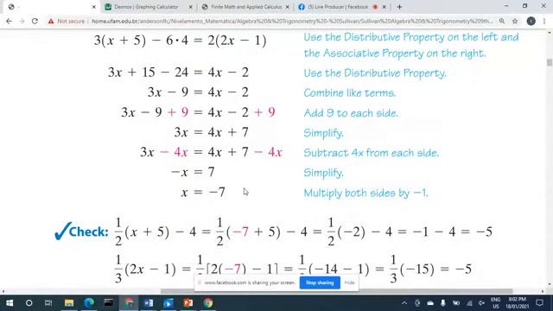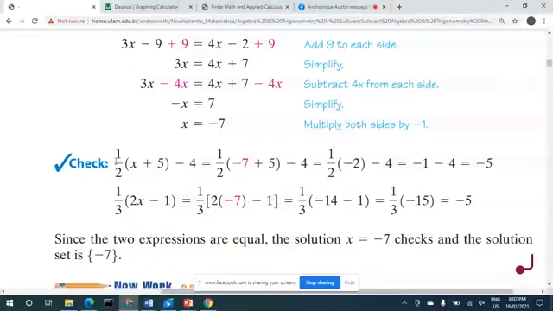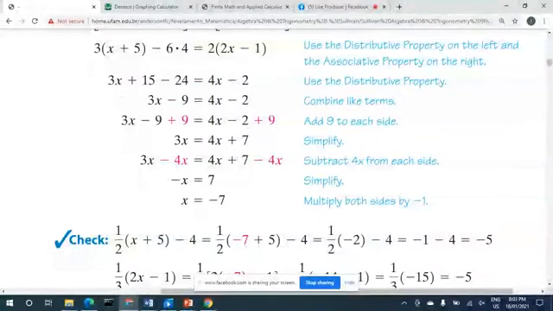-7. And when they did the checking, what happened? Indeed, both sides, the left hand side and the right hand side, had the same number. The left hand side is -5 and the right hand side is -5. So that means that in the solution set, we have -7. Okay, so that brings us to the second linear equation that we have done for this time.